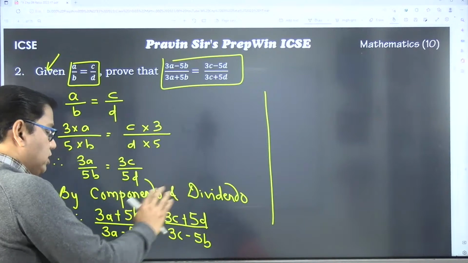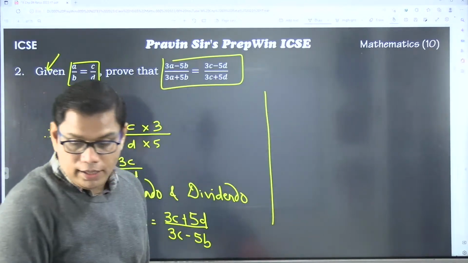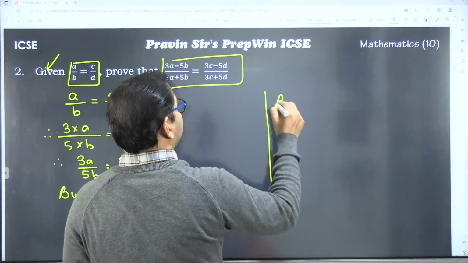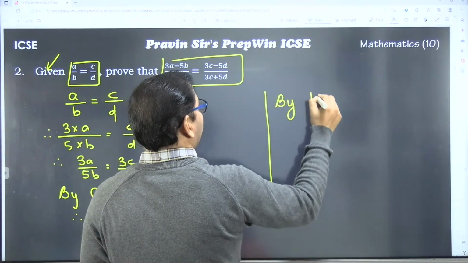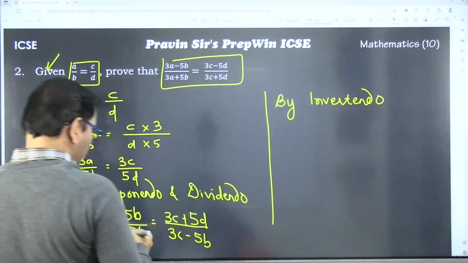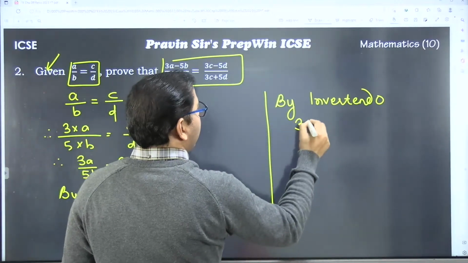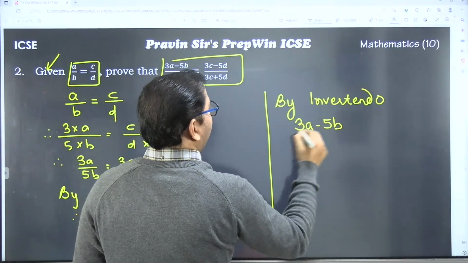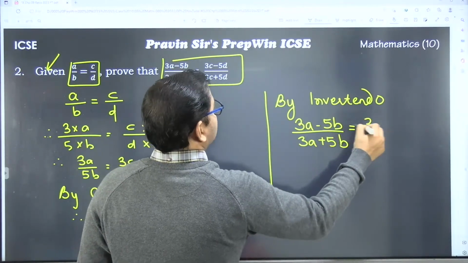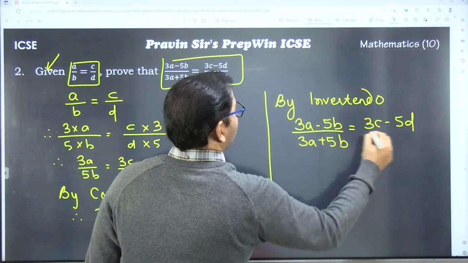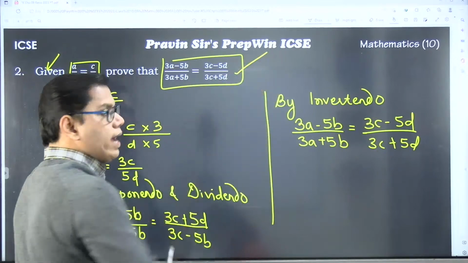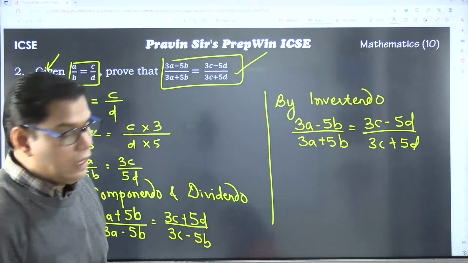So first you will use the same property, and after that, yes, all my scholars are giving me this answer: by the property of invertendo. By the property of invertendo, 3a minus 5b upon 3a plus 5b will be equal to 3c minus 5d upon 3c plus 5d. This is exactly what I have to prove.